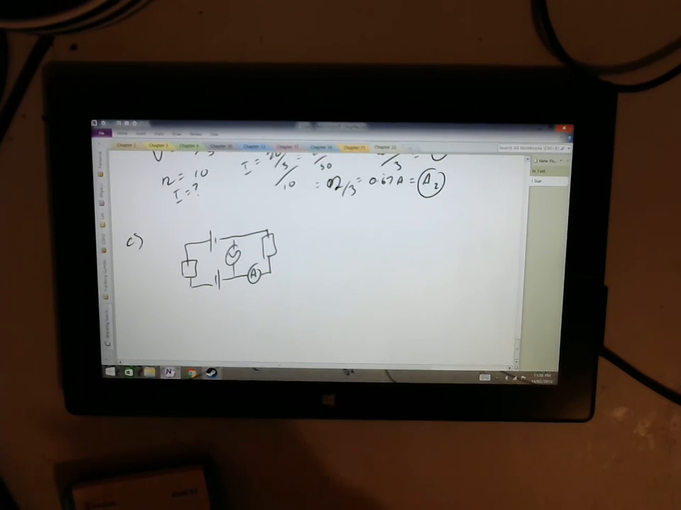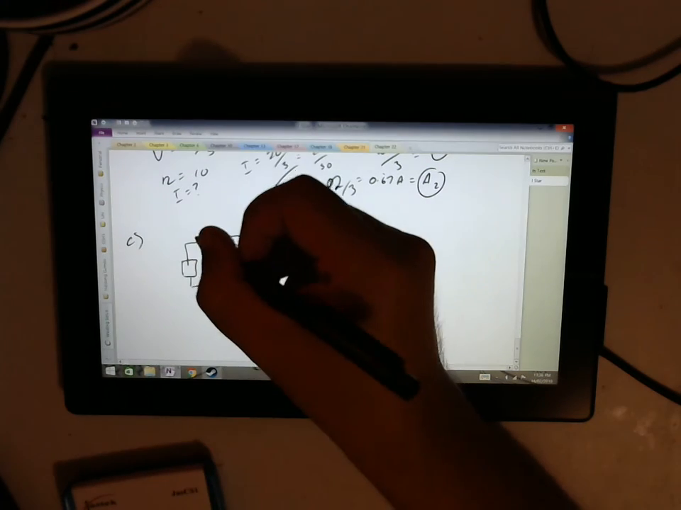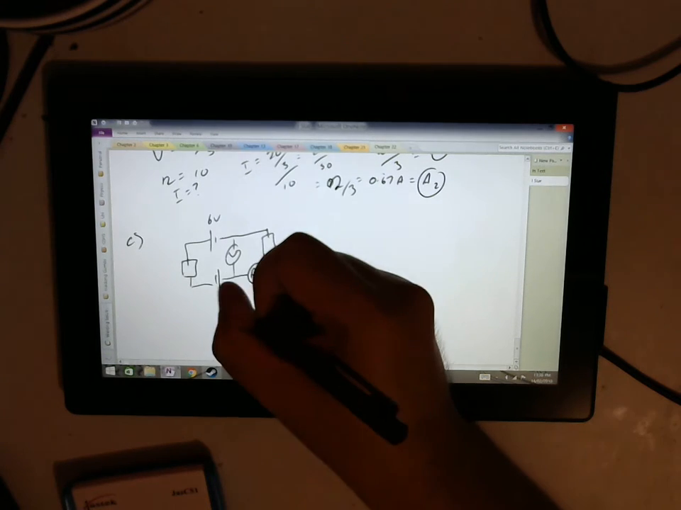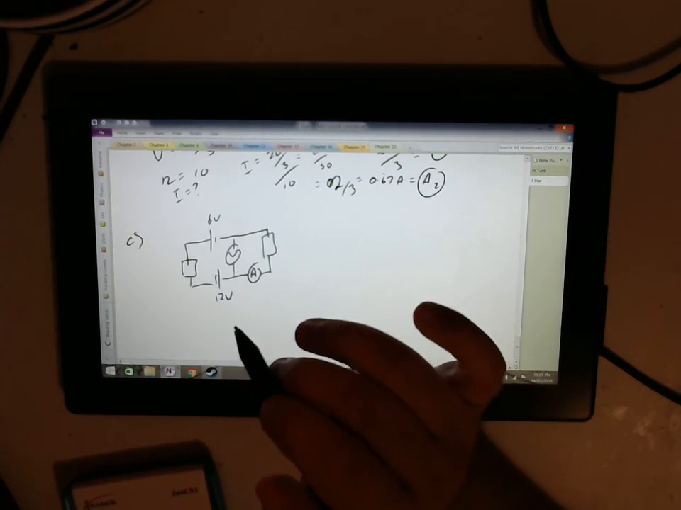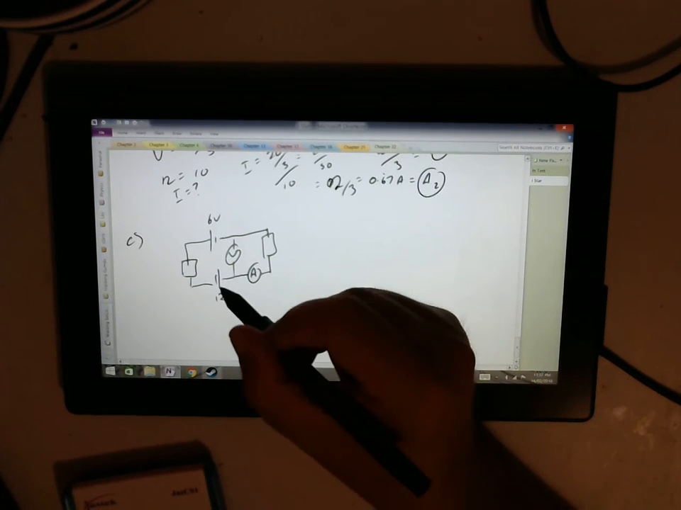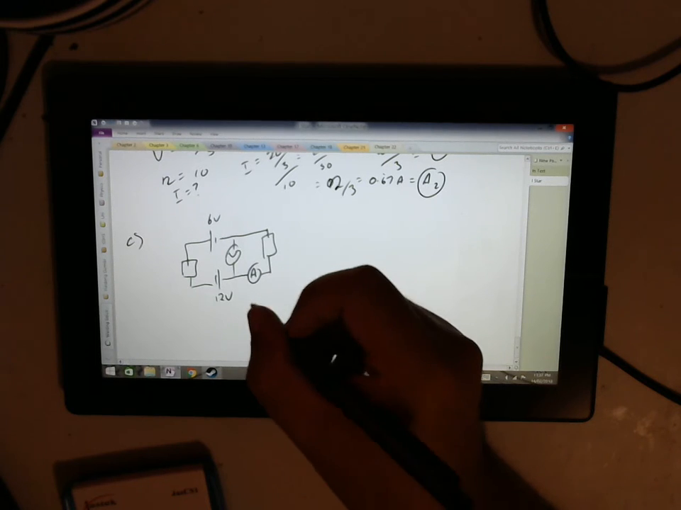So let's work out firstly the total voltage. This is 6 volts, and this is 12 volts. What we're going to do first is assume a direction of current. So I'm going to go with the 12 volts. I'm going to assume it goes to the right. It's going to leave the positive terminal.